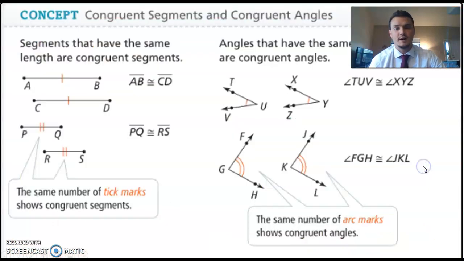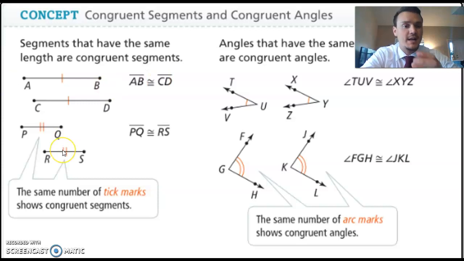All right, let's move on. So this little graphic here shows kind of how congruency works when you're marking objects, including lines and angles. When two segments are the same length, we use these things called tick marks to indicate that they are congruent or the same length.